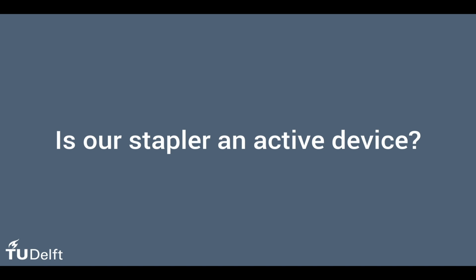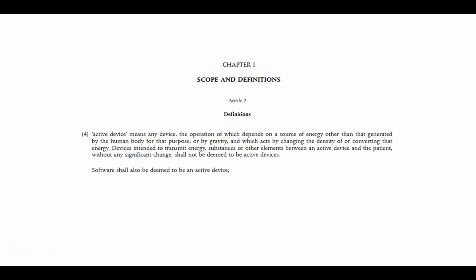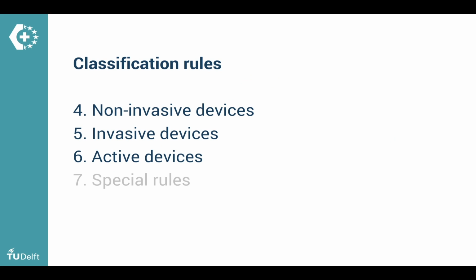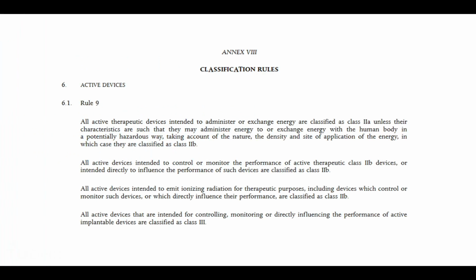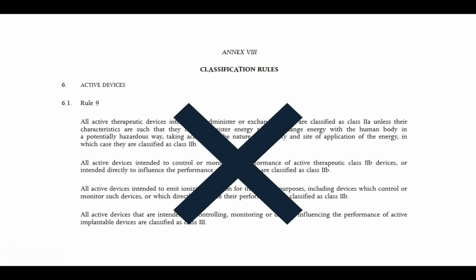Our stapler is a therapeutic device as used for treatment, and according to the definition in MDR Chapter 1, Article 2.4, it is an active device. That's because the stapler is loaded by tensioning a spring, and when stapling, the energy stored in the spring is used to forcefully apply a staple. So there's a conversion of energy, twice. Now let's check the rules in Section 6 and start with Rule 9. This is about devices that administer or exchange energy to the body or control other active devices, which our stapler does not.